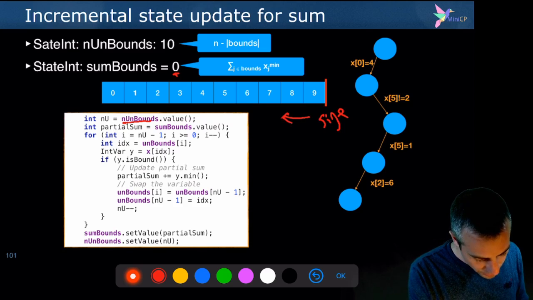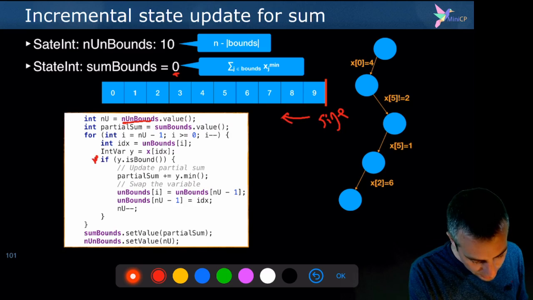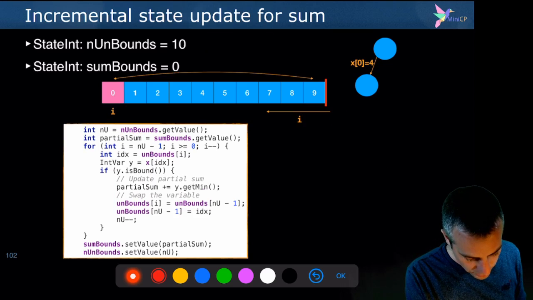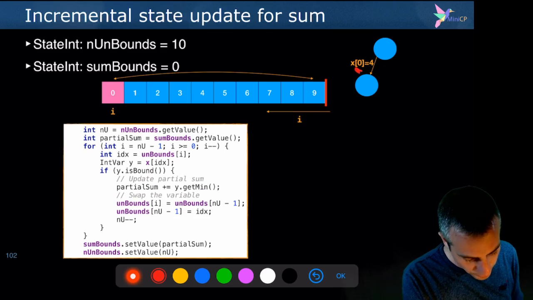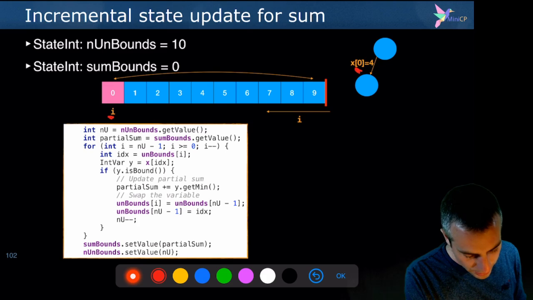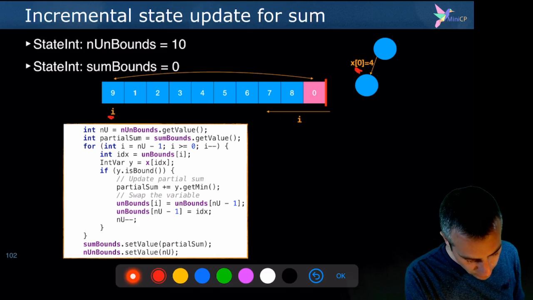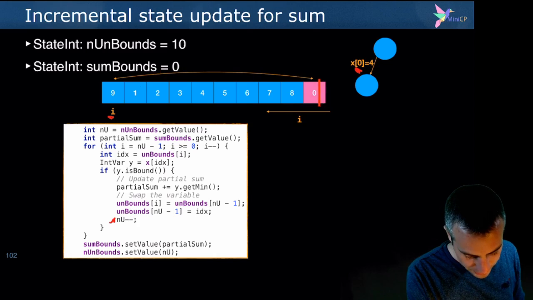As soon as I realize that I have my current variable which is bound, I will swap it with the last variable, but before that, I augment my partial sum. So I go in that direction. I realize that one variable is bound. In that case, you see that it took me n iterations to realize that it was the first one that was bound. I exchange it with the last one, like this, and I decrease the number of unbound variables by 1, and now I've got this.